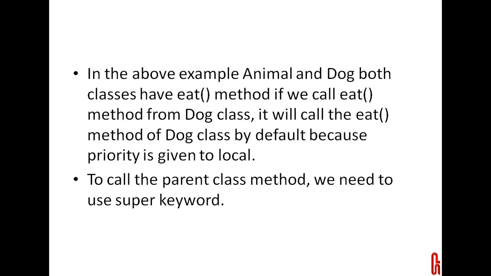In the previous example, animal and dog both classes have eat method. If we call eat method from dog class, it will call the eat method of dog class by default, because priority is given to the local body. To call the parent class method, we need to use super keyword.